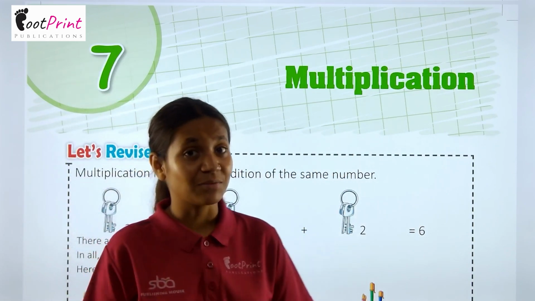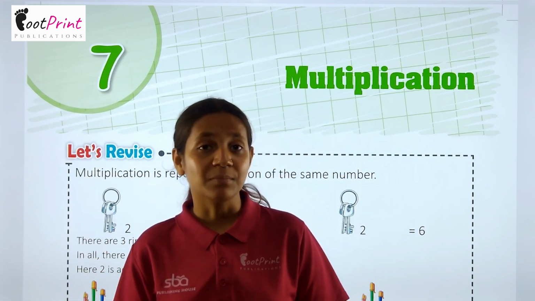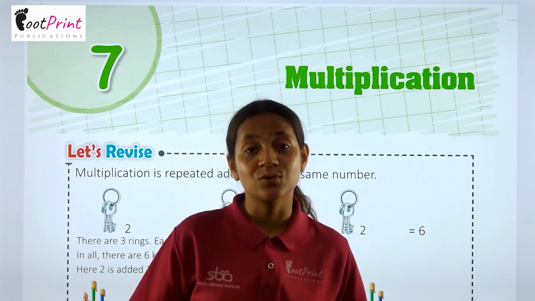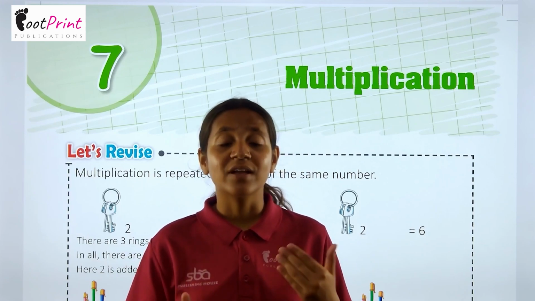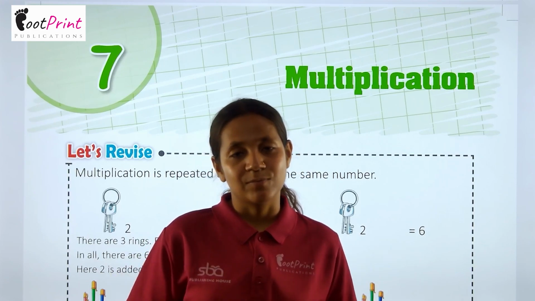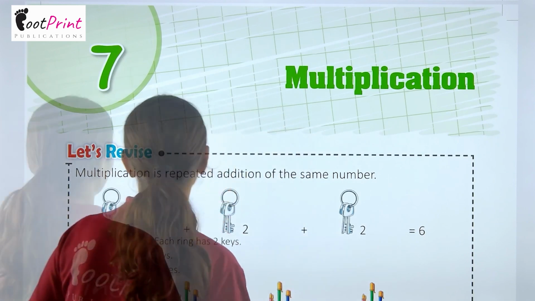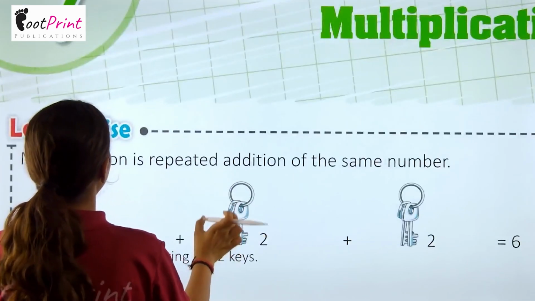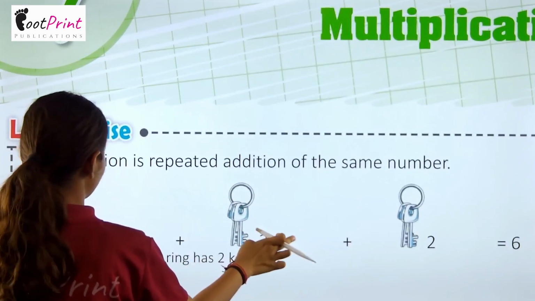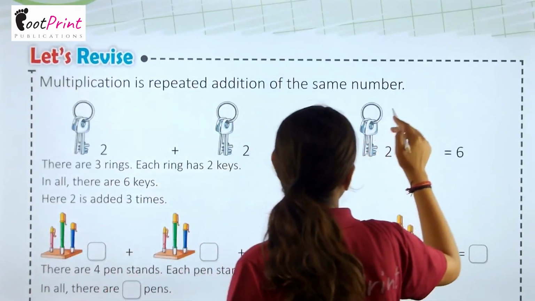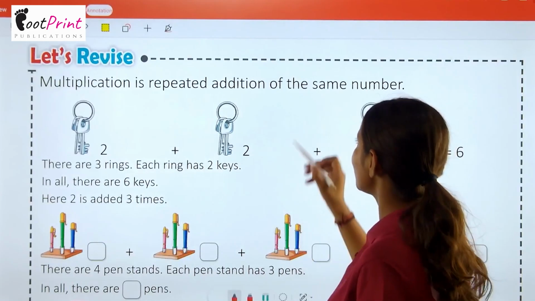So students, what is multiplication? That means to multiply things. To put things together means addition, and when we do repeated addition it becomes multiplication. So let's do the same with me in this chapter. Here we have the Let's Revise exercise, in which we have some questions.